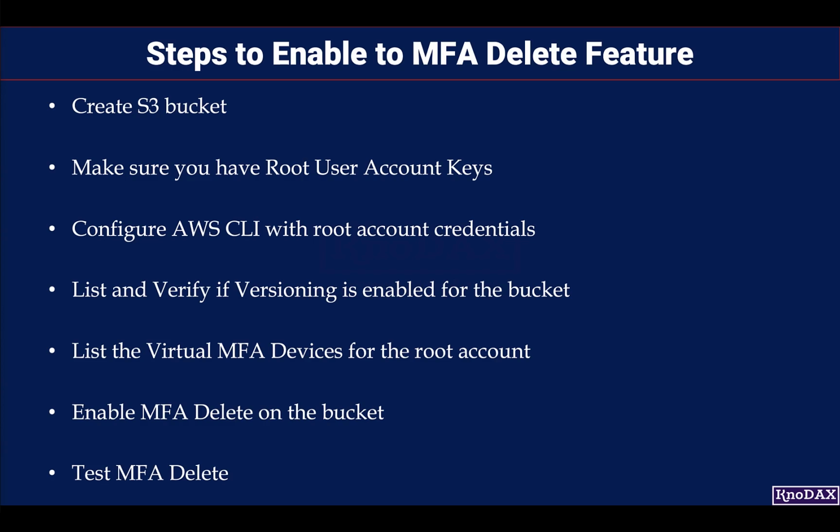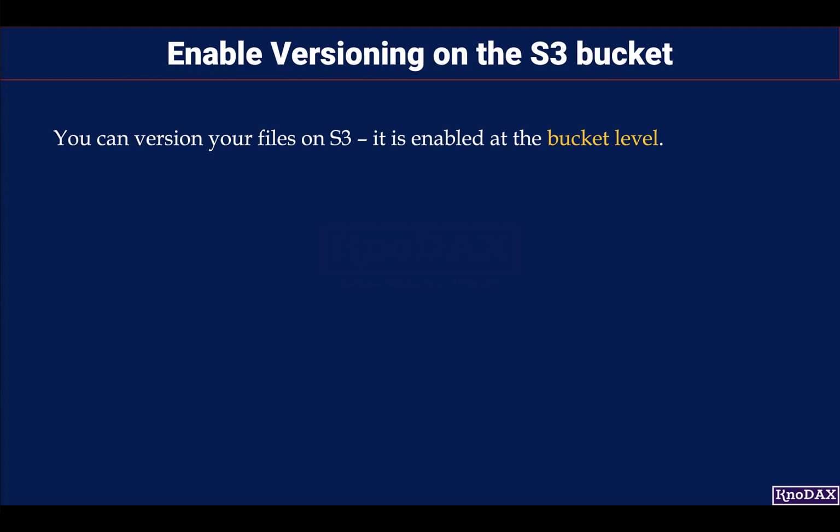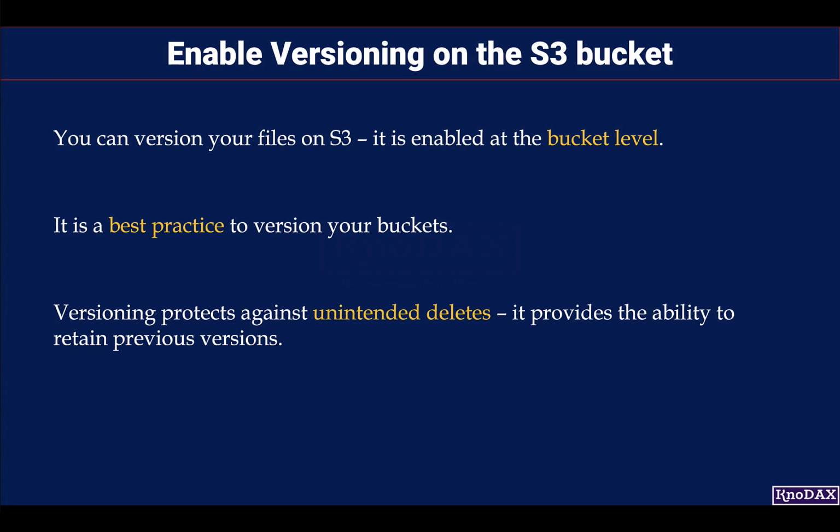As we talked about earlier, in order to prevent accidental deletion, we need to enable MFA and make sure the bucket is versioned. We looked at different steps to enable MFA. Now let's look into how we can version your objects on S3. It is enabled at the bucket level. It is a best practice to version your buckets. Versioning protects against unintended deletes.